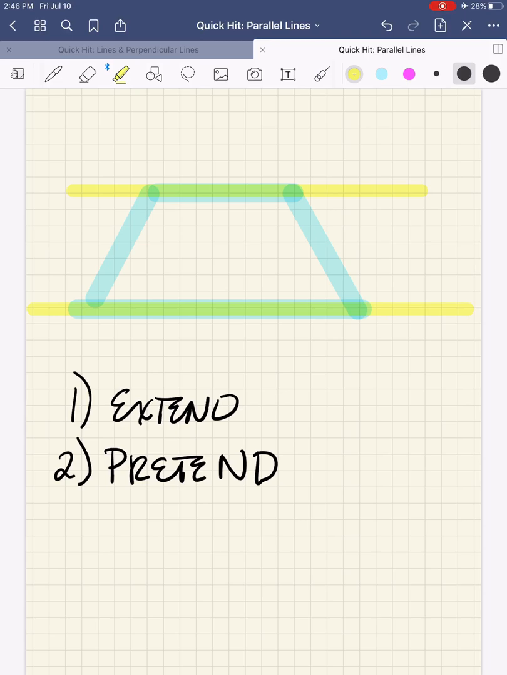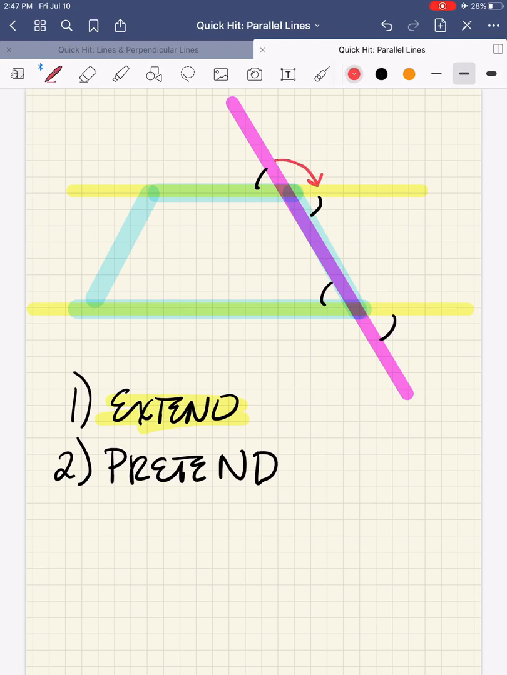That way I can clearly see that they are parallel, meaning they're the same distance apart, and that they don't touch. Then I'm going to pretend. I'm going to pretend there's only one transversal at a time. So I'm going to treat this transversal. And I'm going to note that the littles, this angle and this angle, and this angle and this angle, are going to be equal to each other. Similarly, the bigs, this angle and this angle, this angle and this angle, are going to be equal to each other.